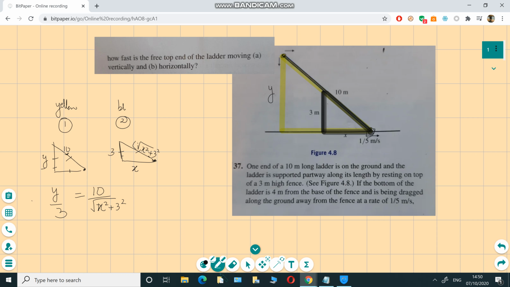From here you just have to solve it whichever way you find comfortable, and you have to get a derivative of this equation. The way I find it easier is I cross multiply. So I multiply this term by this term, and I multiply this term by this term, and I get them all without fractions. So I get the square root of x squared plus 3 squared times y equals 30. And what does that imply?